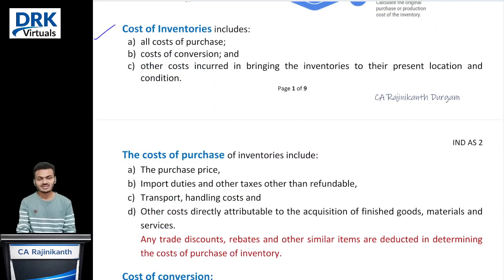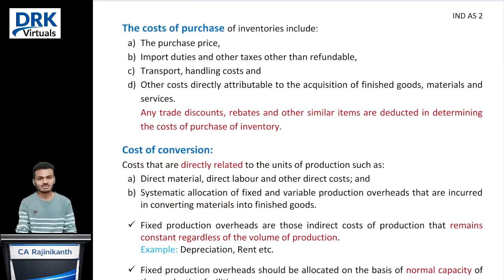Cost of inventories. Cost of inventories includes what? Purchase cost, conversion cost, and other costs incurred to bring the inventory to the present condition and location. Let's discuss this one by one. Cost of purchase of inventories: purchase price is included. Import duties and taxes, only if they are non-refundable. If they are refundable in nature, we should not add. Transportation and handling costs, yes, we can add. And other costs that are directly related to purchase of finished goods or raw material, and even for getting any services also, we can add. Trade discounts and rebates and any other similar items, we can reduce.